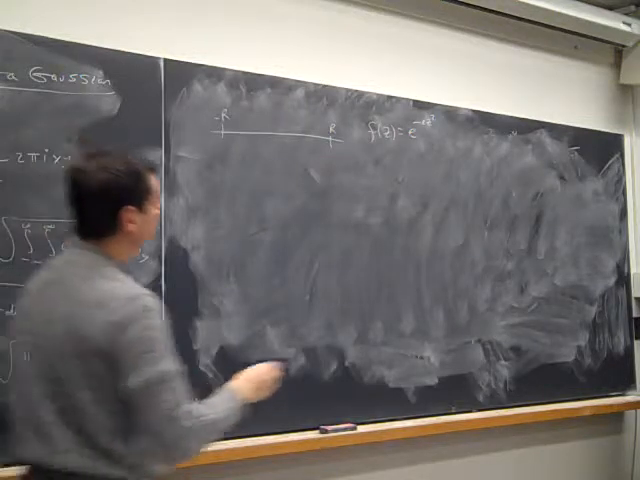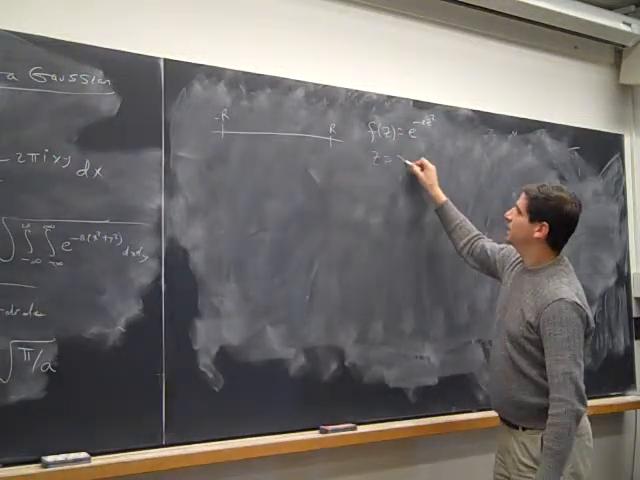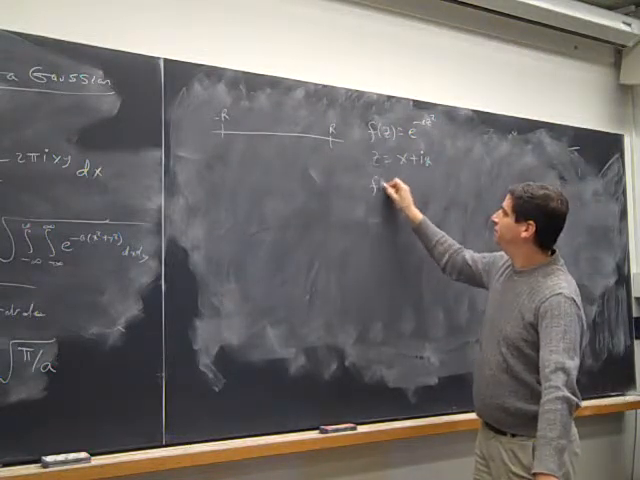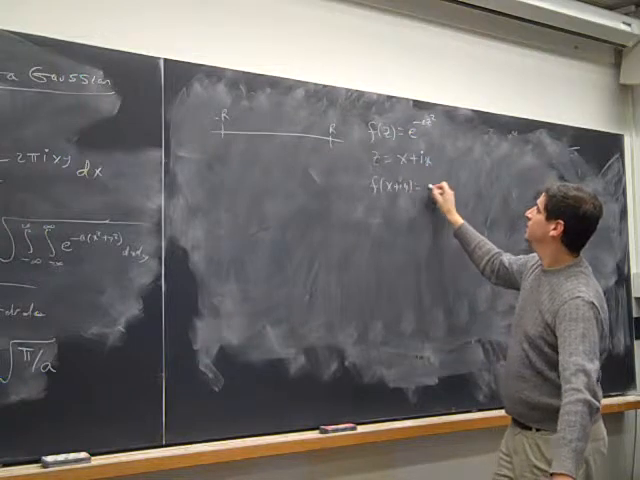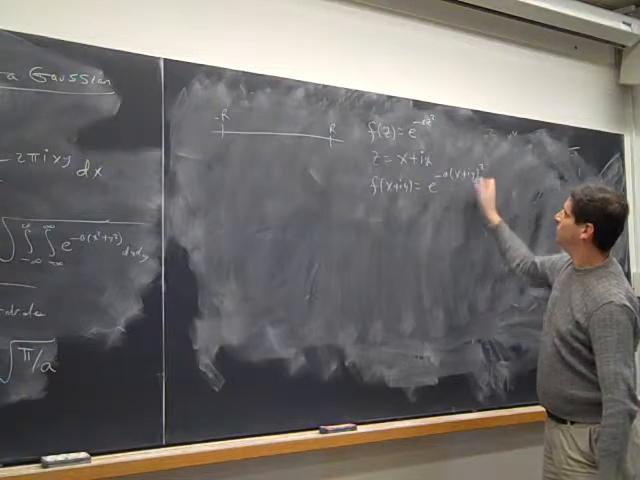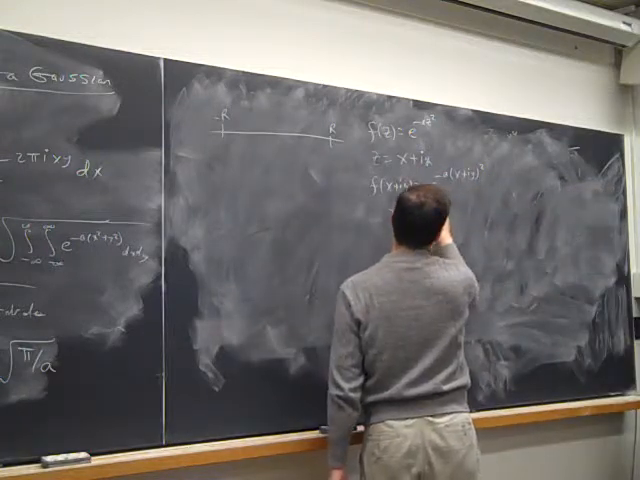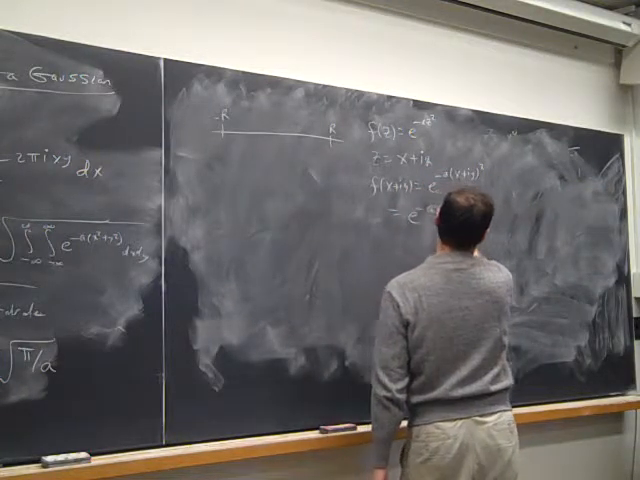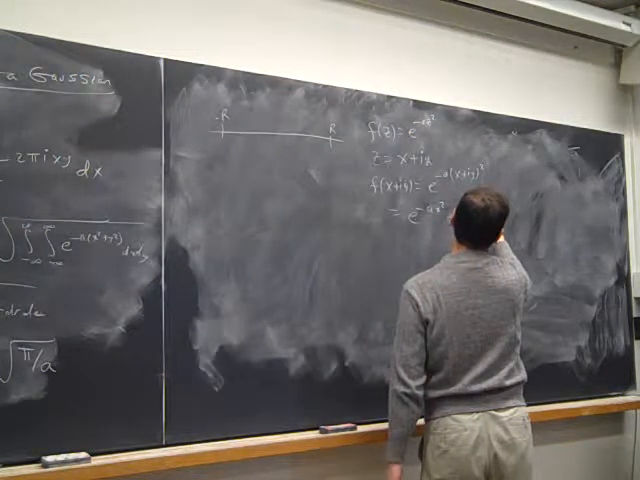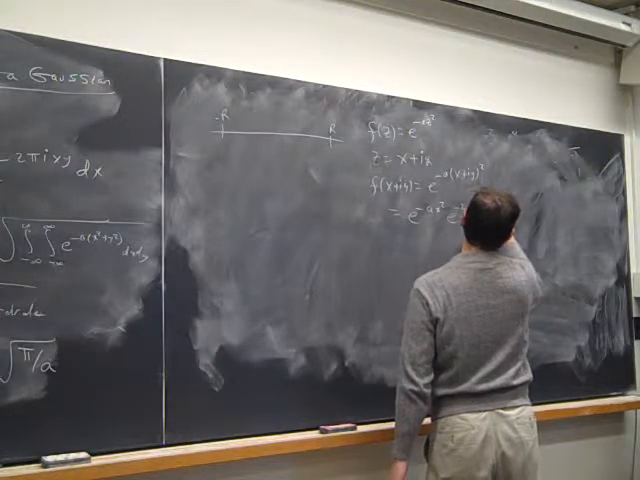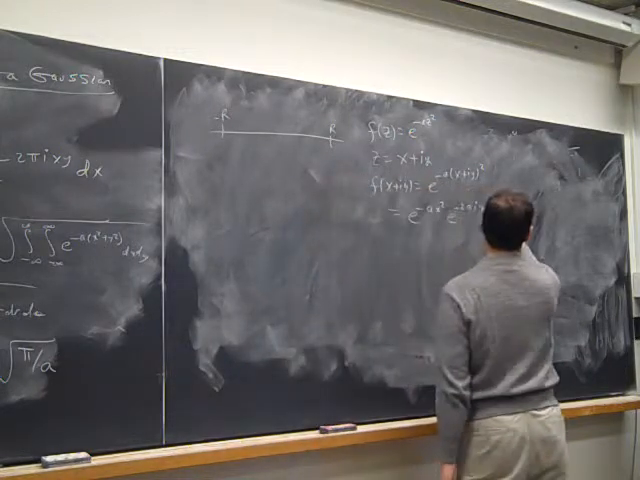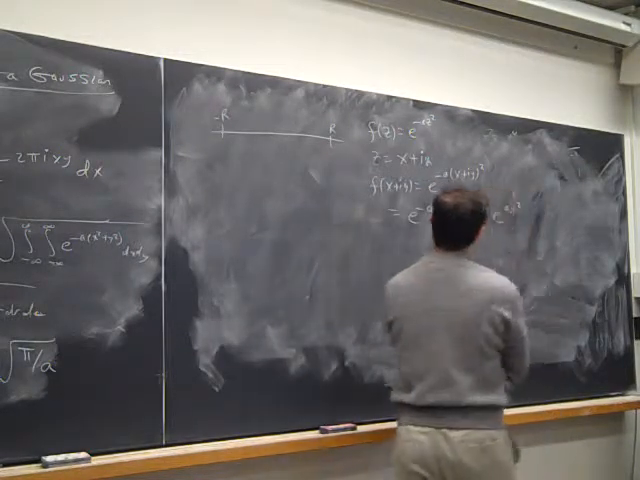So let's say z equals x plus iy. So we get a minus. Then f of x plus iy is e to the minus a times (x plus iy) squared. That's e to the minus a x squared, e to the minus 2ai xy, and then the i squared becomes a minus 1 times a, which becomes e to the a y squared.